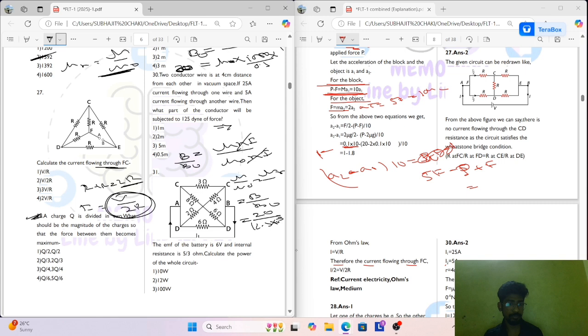A charge Q is divided into 2 parts. What should be the magnitude of the charges so that the force between them becomes maximum? Okay, this is q by 2 and q by 2, you know this. If the charges are half, then the force between them will become maximum.